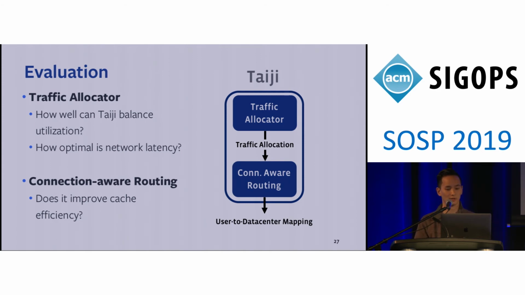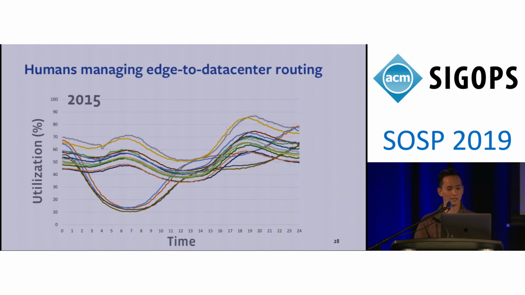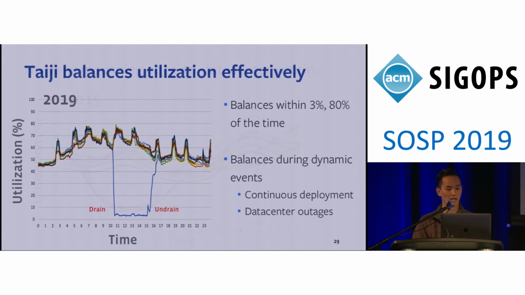So I'll start by going over how well Taiji can balance our utilization. Here's the graph from the beginning of the presentation with the utilization of our data centers in 2015. And here's the graph of our data center utilization now, after rolling out Taiji. As you see, Taiji is able to effectively load balance the utilization. And what we found is that for a stateless service, Taiji is able to balance the service's utilization to within 3%, 80% of the time.